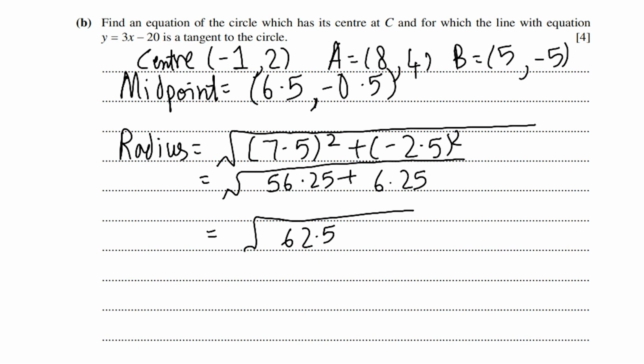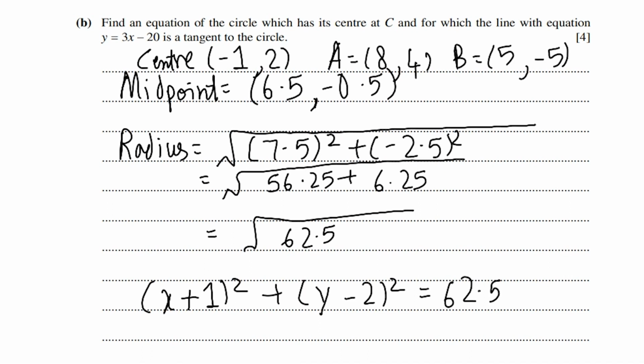Now we have to find an equation of the circle. We have the radius, we have the center. Now we just have to write the equation. So the equation will be x, the center is minus 1, 2, the x coordinate is 1. So x plus 1 whole square plus y minus 2 whole square equals radius squared. Radius is under root 62.5, so we'll write 62.5. This is our equation.